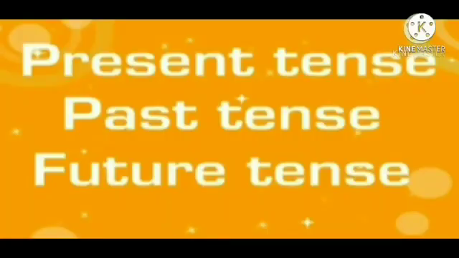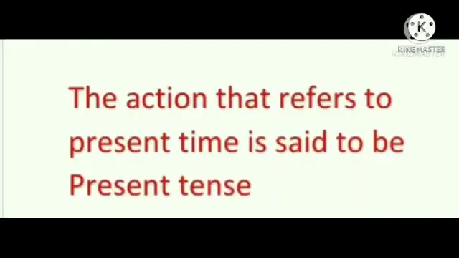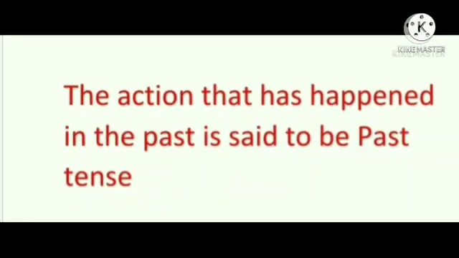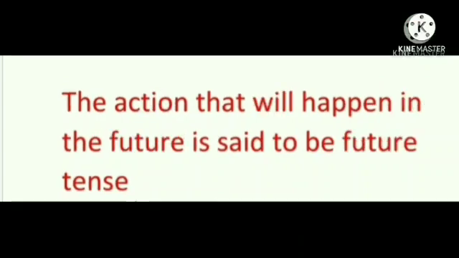Okay. There are three basic tenses in English language. They are present tense, past tense and future tense. The action that refers to present time is said to be present tense. The action that happened in the past is said to be past tense. The action that will happen in the future is said to be future tense.